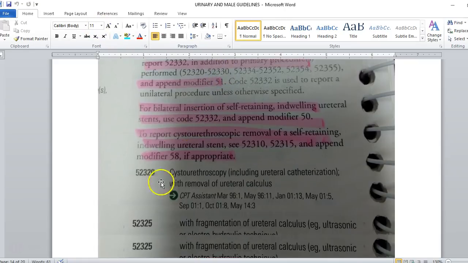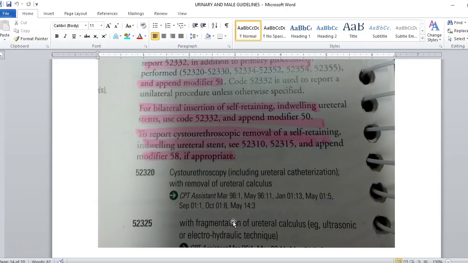It goes on to let us know for bilateral insertion of self-retaining indwelling ureteral stent, use code 52332 and append modifier 50. To report cystourethroscopy removal of a self-retaining indwelling ureteral stent, see 52310 and 52315 and append modifier 58 if appropriate. So again, what are we doing with these scope procedures? We're doing the scope and what?